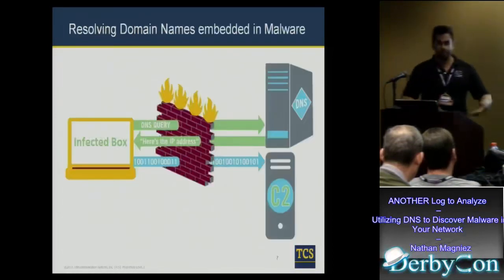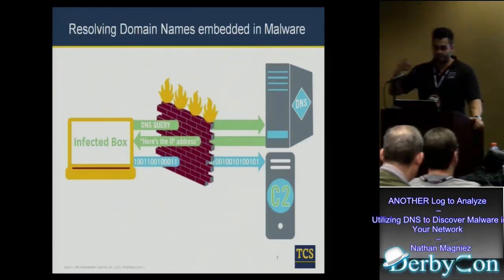Generically speaking, here's pretty much what it looks like. Infected box querying out. He needs to talk to his C2 server, gets his C2 address, comes back, starts communicating and serving up the malware or doing whatever he is doing, either DDoS or something like that.